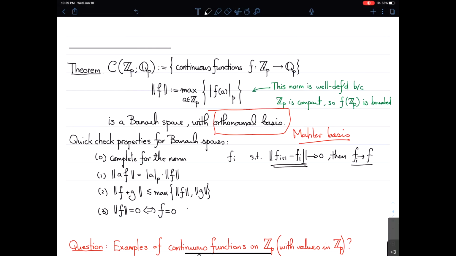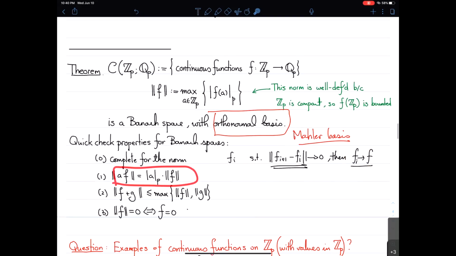Because this tells you that the difference between f_{i+1} and f_i goes uniformly to 0. Therefore, at least value-wise, they all go to f, and then uniform convergence tells you this limit is also continuous. And the second condition is obvious, of course. You multiply every term by some number, and there you go. This also follows from the triangle inequality applied to each particular value. And the norm being 0 means that the p-adic norm at each point is 0, and therefore the max is 0, so it's just the zero function. So this is very easy to show. It's a Banach space.